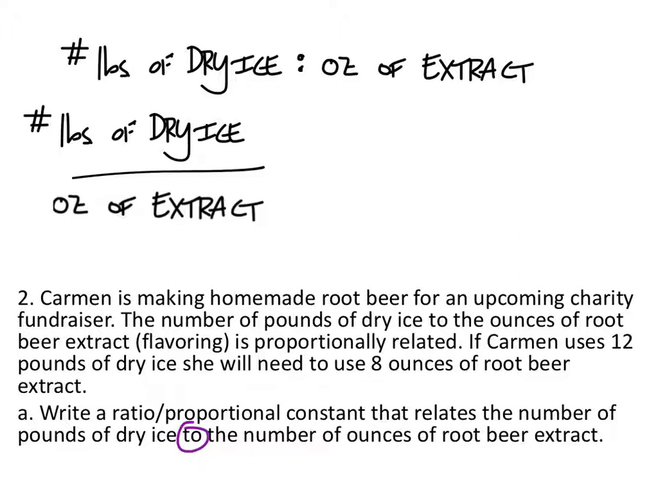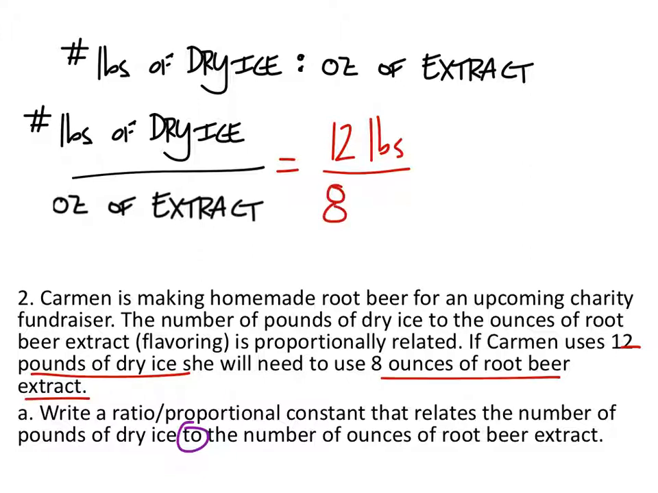So let's go and look at what they told us. At the bottom here it says 12 pounds of dry ice. So we know that's 12 pounds of dry ice for 8 ounces of root beer extract. So we've got 12 pounds to 8 ounces. But this one could also be simplified if it were a fraction.